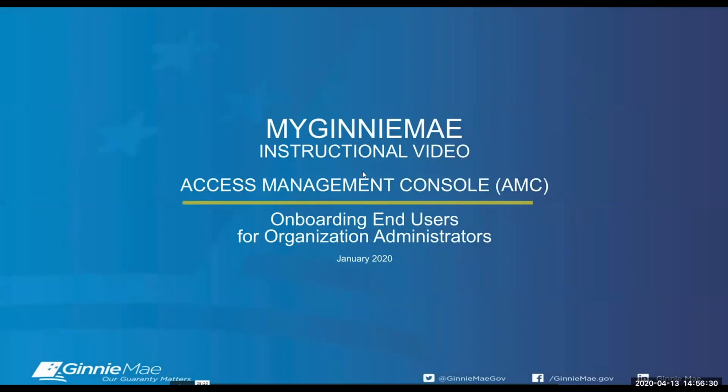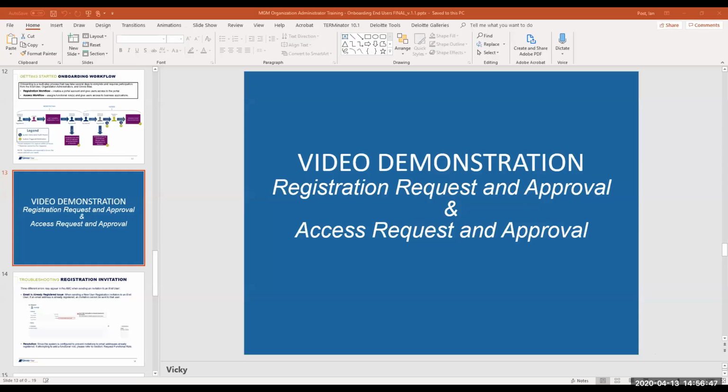So that is how you send a registration invitation, as well as how you approve that invitation, and how you ultimately send a functional role request and then approve that functional role request. And you will see Access Management Console option here. Hold on just one second. So there we go. So these are the actions that you as an organization administrator will need to complete on behalf of all of the users that need to be set up within your organization in MyGinnieMae. We'll go ahead and go back to the training presentation.